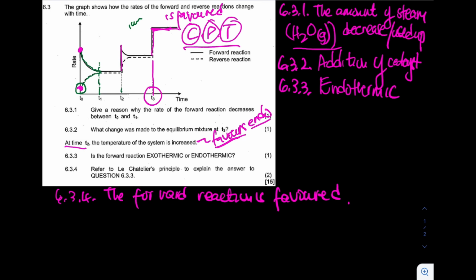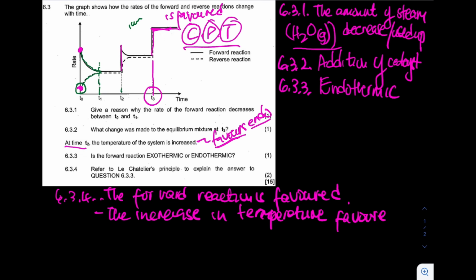And then, as I've mentioned before as well, we'll say the increase in temperature favors the endothermic reaction. I already mentioned that before. And that's good enough already. That's 2 marks.